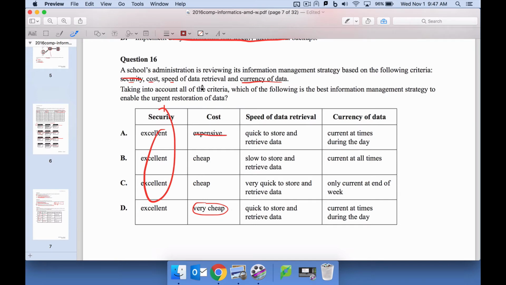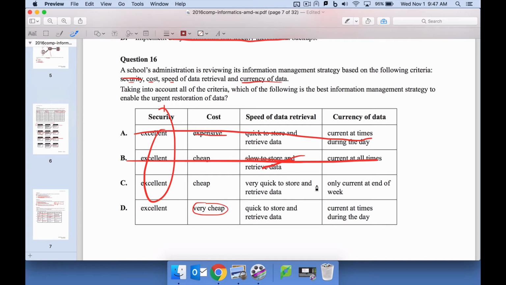Next is speed of data retrieval. Quick to store and retrieve data. That sounds pretty good. So let's just read the other two before we go ahead. Slow to store and retrieve data. So it's definitely not this one. So we can probably cross out this one, and we can cross out this one without even reading the last ones. This one is very quick to store and retrieve data. So this may be it. It's going to depend probably on the last one now.